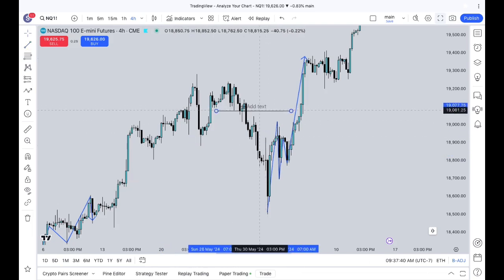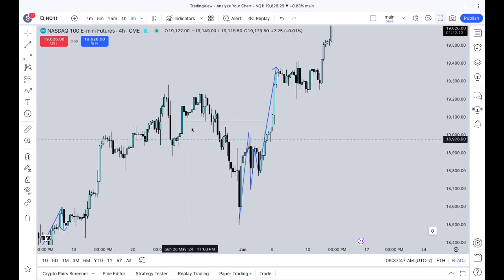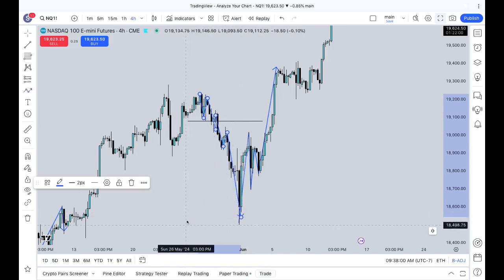A lower time frame breakout structure would be right around here. Right here would be a 4-hour breakout structure right there, and then we would mark out this trend right here. And you guys can go on to your trading platforms and mark these out as well.